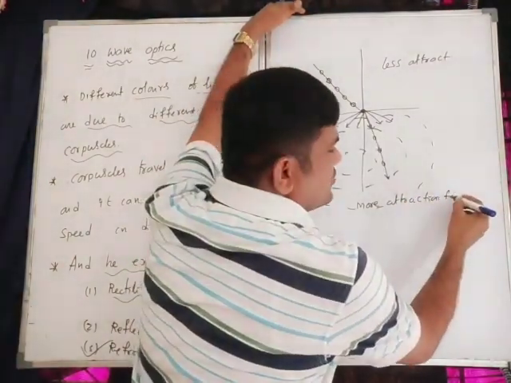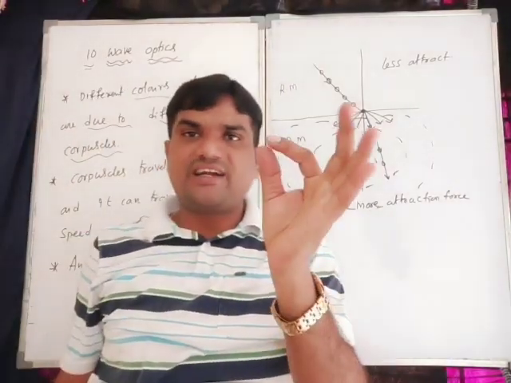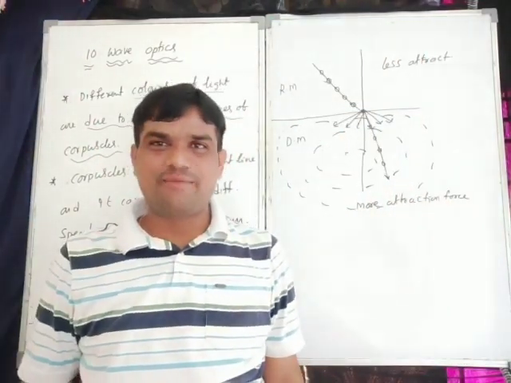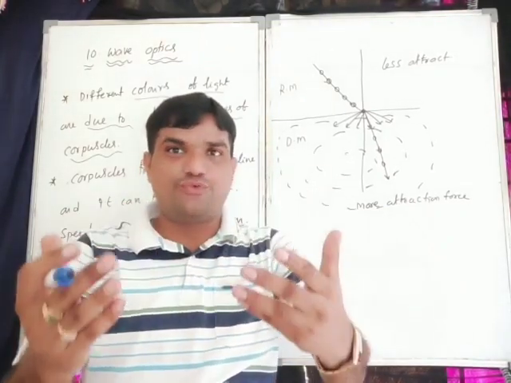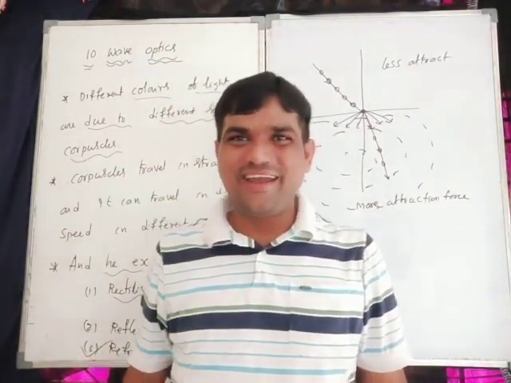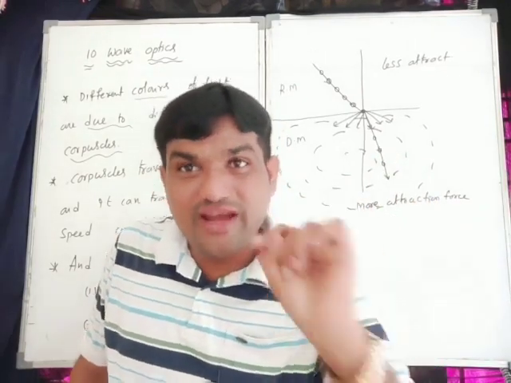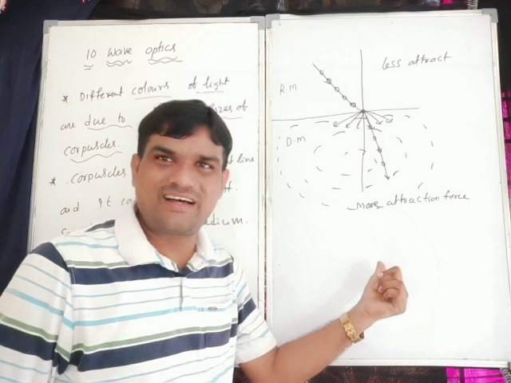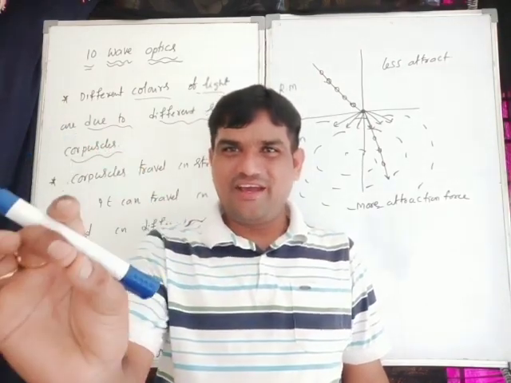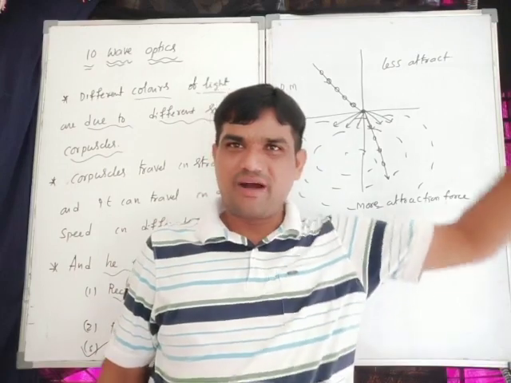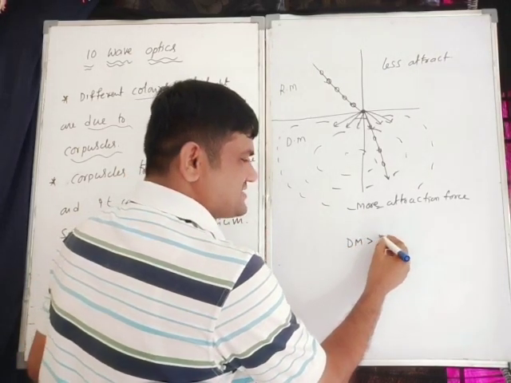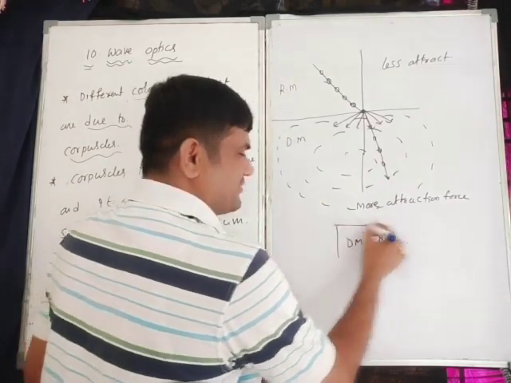Because of that attraction force, the particles are accelerated. Accelerated means the particles have more velocity in the denser medium. Like that we say the speed of light is more in the denser medium compared to the rarer medium, and less in the rarer medium.